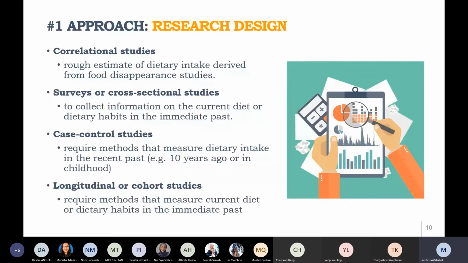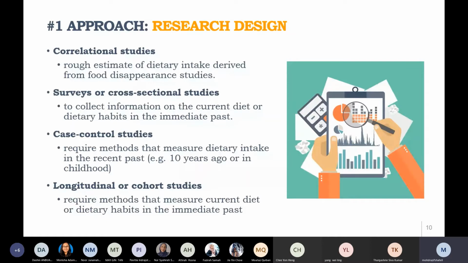The second research design is surveys or cross-sectional studies. These are to collect information on the current diet or the dietary habit in the immediate past. Let's say 1 year ago, 2 years ago, before the disease, and so on. So for this type of studies, which we normally do in our research project, we need to select tools that measure current diet and also immediate past diet. And when we go to case control studies, we require methods that measure dietary intake in the more distant past, for example, 10 years ago in the childhood, because we want to see the association of dietary intake and the disease. So the association might not be related to immediate past or current diet. It might be related to the dietary practice 10 years ago, 5 years ago, or during the childhood.